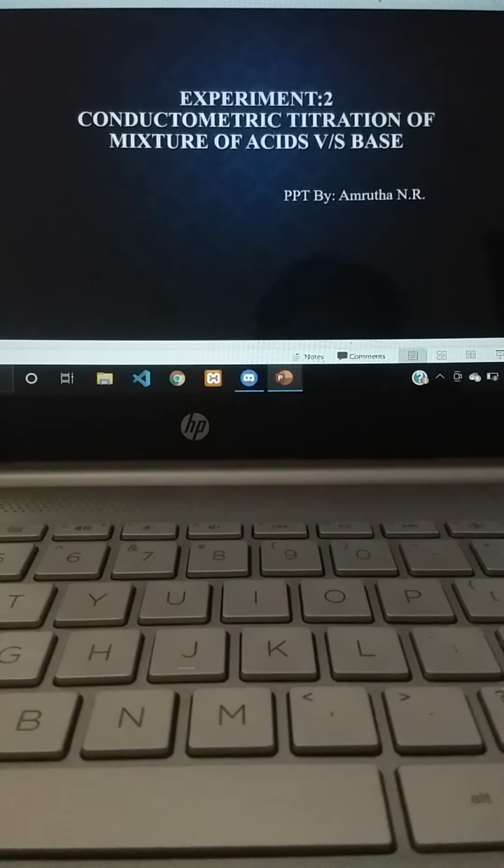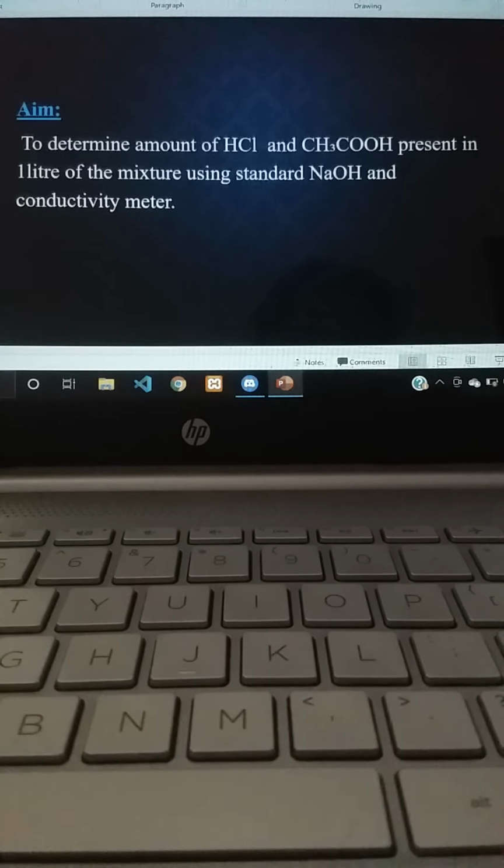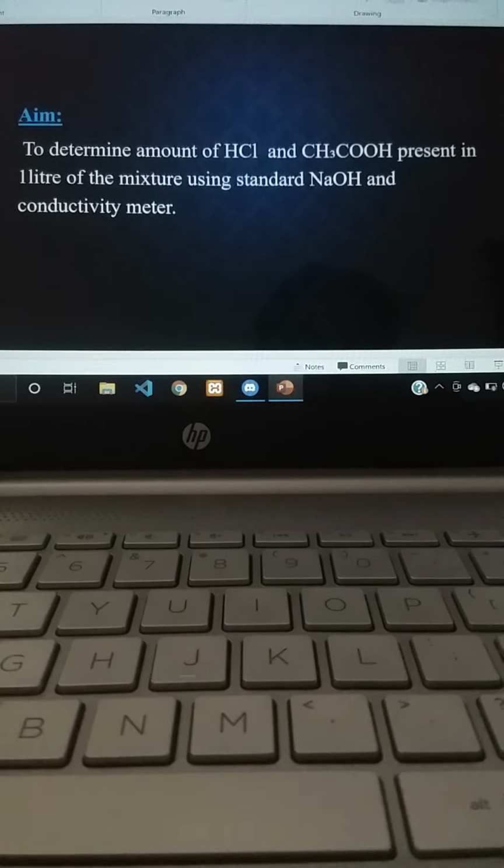So today in this session we will discuss conductometric titration of a mixture of acids versus a base. First we will learn the aim of the experiment. The aim is to determine the amount of hydrochloric acid and acetic acid present in 1 liter of the mixture using standard NaOH and a conductivity meter. This is the aim of the experiment.